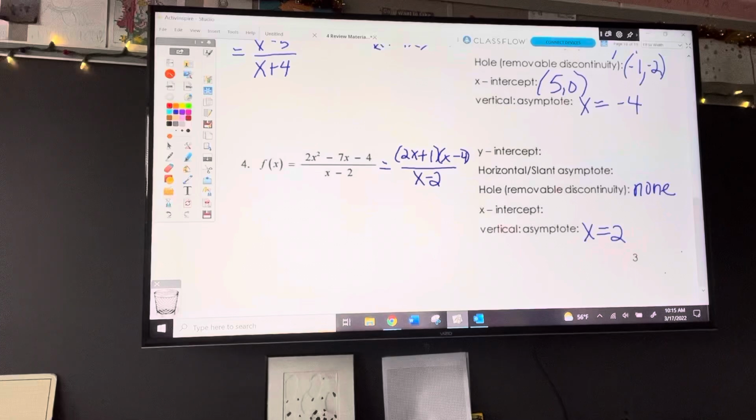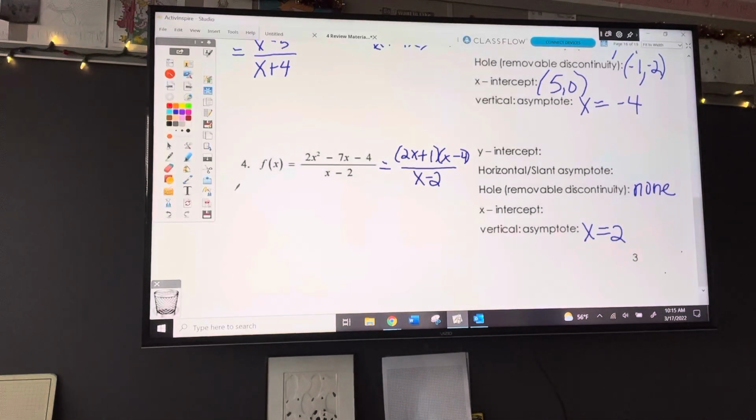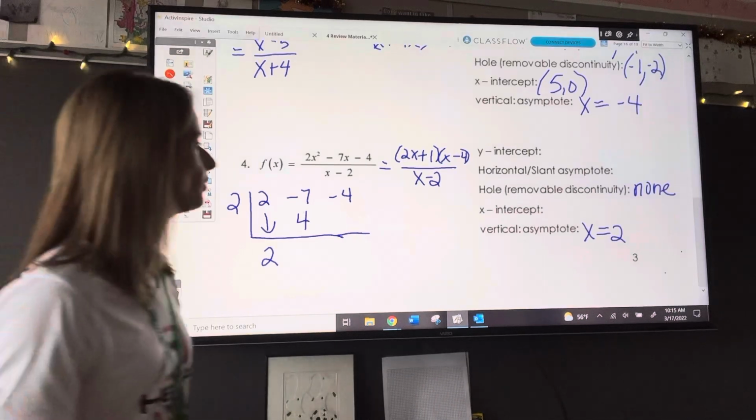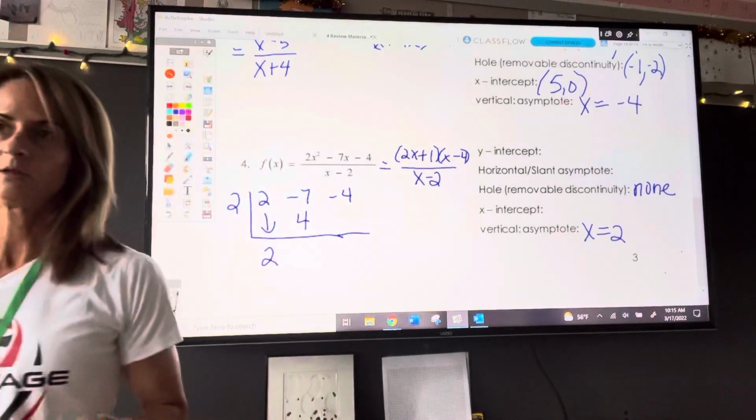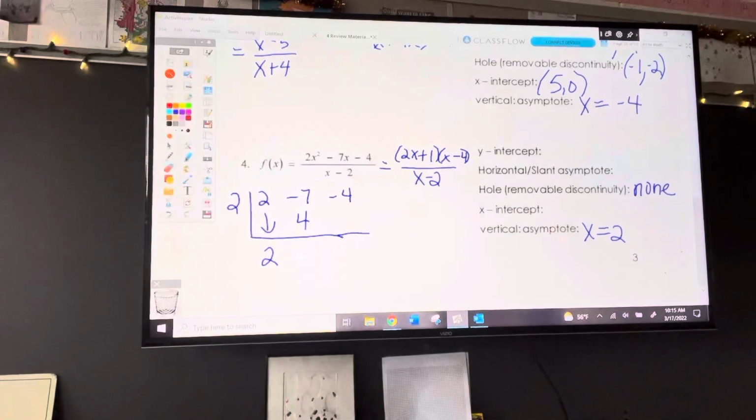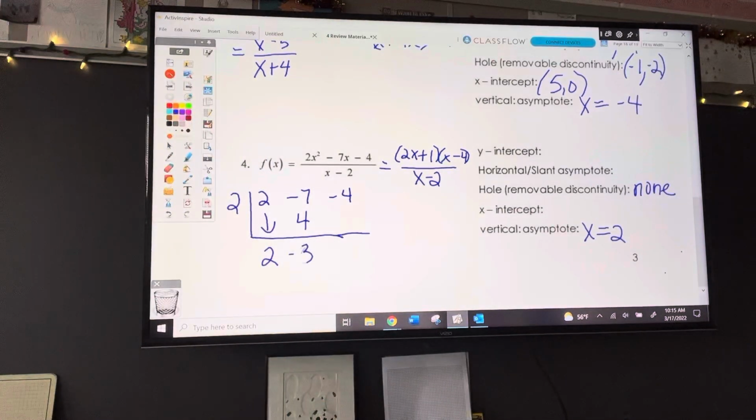So synthetic is kind of like an upside down division sign with all the leading coefficients. 2x squared minus 7x minus 4. Bring the 2 down. 2 times 2 is 4. And in synthetic, we are adding the numbers, not subtracting. In long division, we're subtracting. So we've got -3. 2 times -3 is -6. And I'm hoping you guys watched my video.